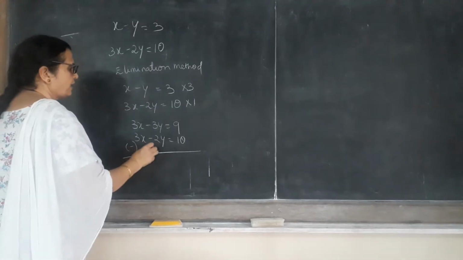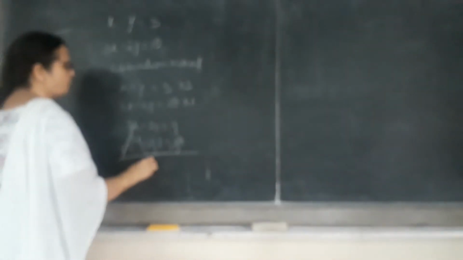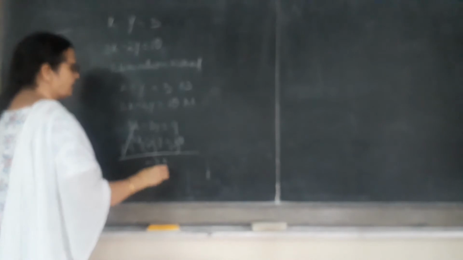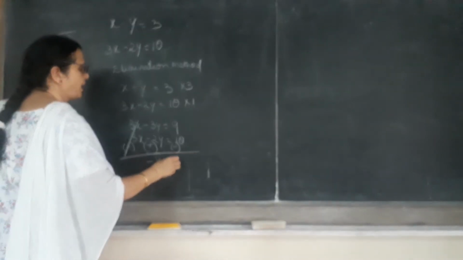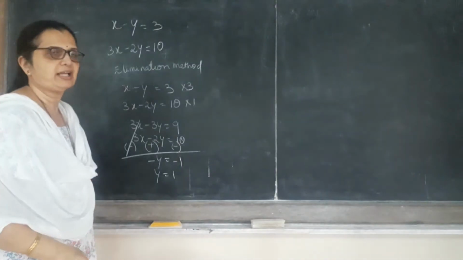When they want to cancel, you have to change the sign of the second equation. It is minus, it becomes plus. Minus y, minus 3y is equal to minus 1. Minus minus you can cancel. y will be equal to 1.